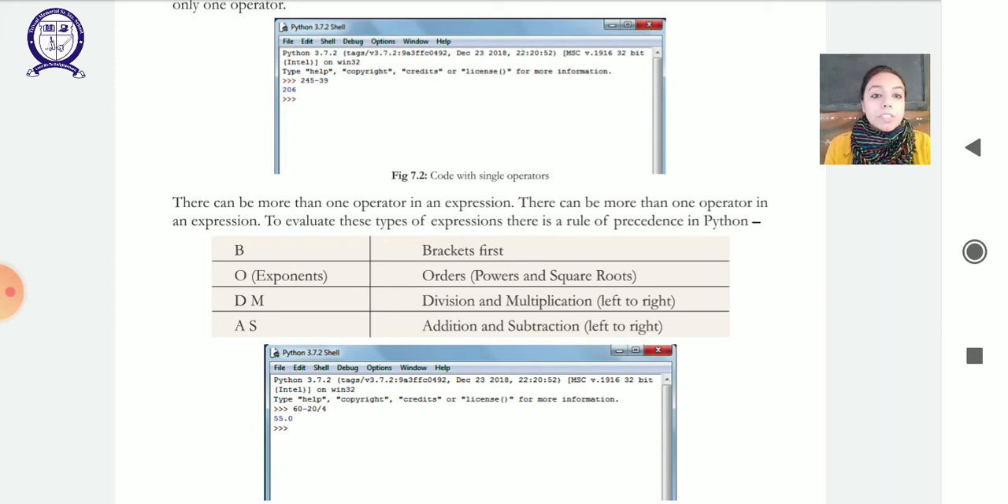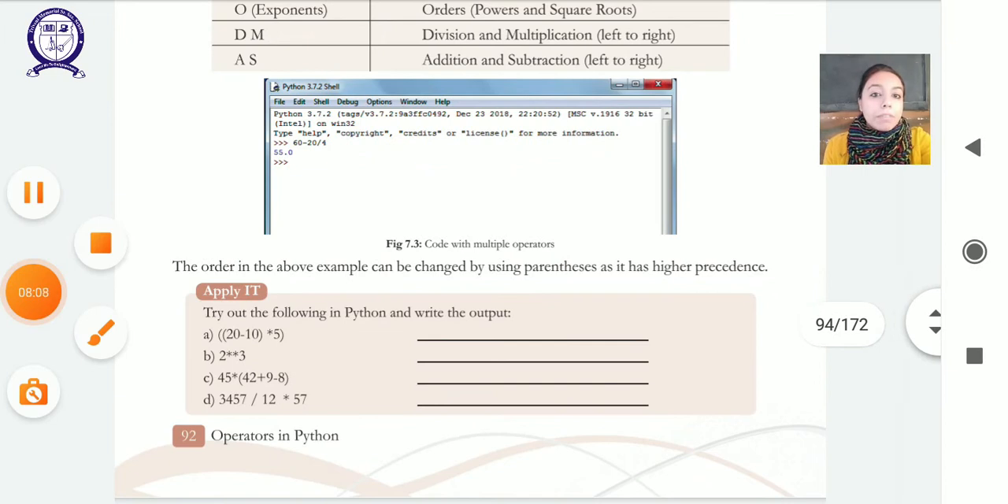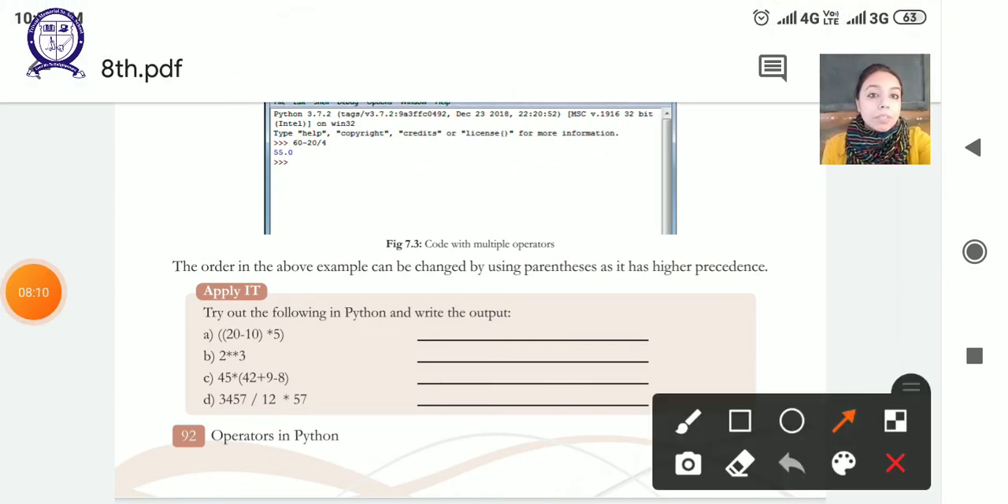Whichever comes first from addition and subtraction will be operated upon, and whichever comes first in case of division and multiplication will be operated upon. For example, here we have 60 minus 20 divided by 4. We know that first we have to perform the division operation. Though the minus sign, that is subtraction, is coming first, we will divide the two numbers because the division operator needs to be taken first. So 20 divided by 4 is 5.0 and 60 minus 5.0 is 55.0.